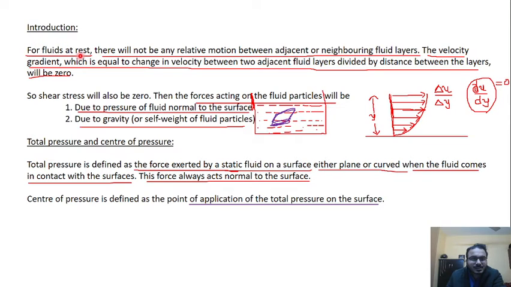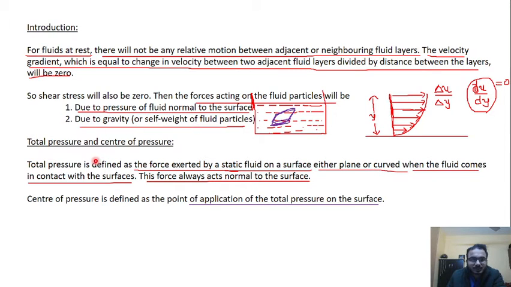First of all, we will do a quick revision of our previous topic. For fluids at rest, there will not be any relative motion between the adjacent neighboring fluid layers. In such cases, the velocity gradient will be 0 as velocity remains 0. So there will be absence of viscous forces or shear forces. The forces present in such a steady fluid are due to the pressure of the fluid normal to the surface, and second, due to gravity, that is self weight.